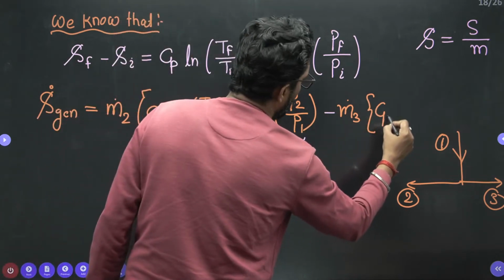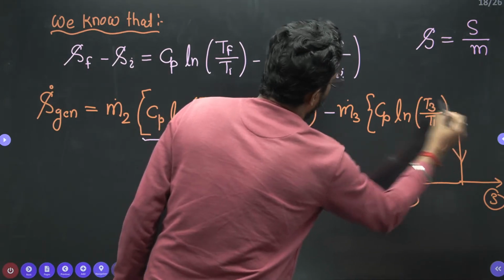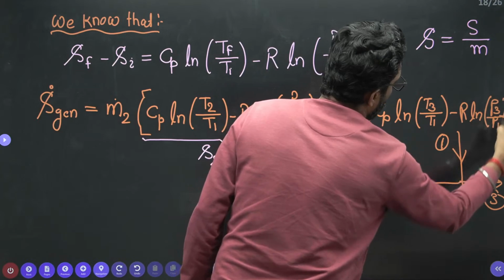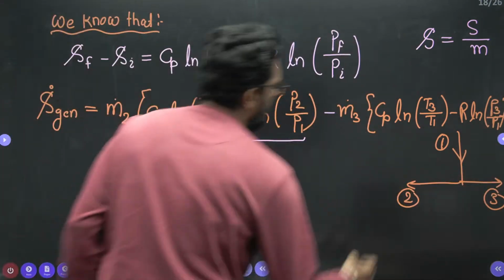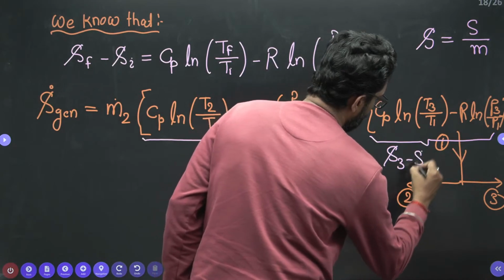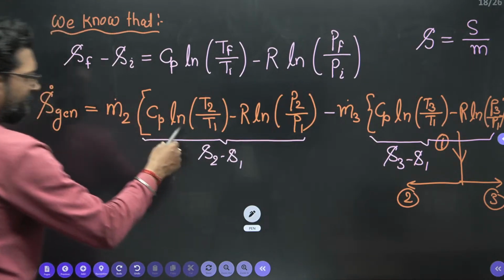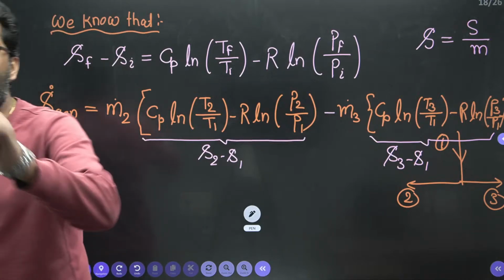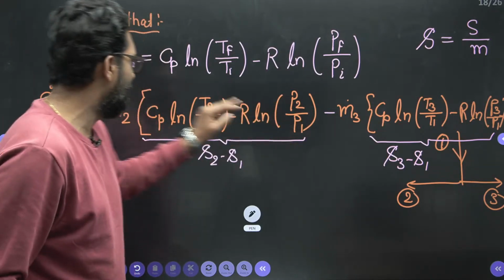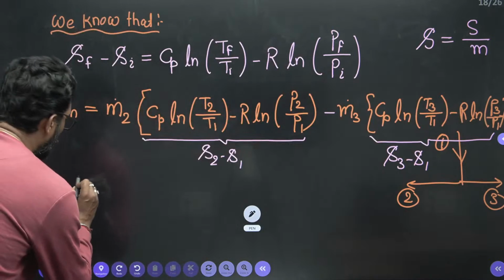So Cp ln (T3 by T1) minus R ln (P3 by P1). Clear? And this is your S3 minus S1. Put all these values: M2 is there, temperature is there, Cp is there, R is there, P2, P1, T2, T1, T3 are there. All the properties are given. Put them in and calculate very carefully.